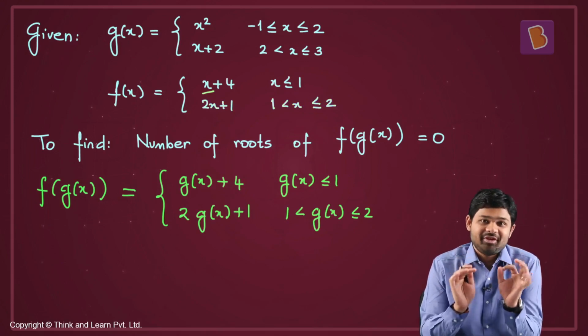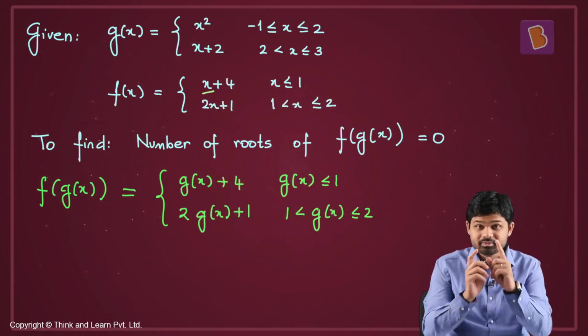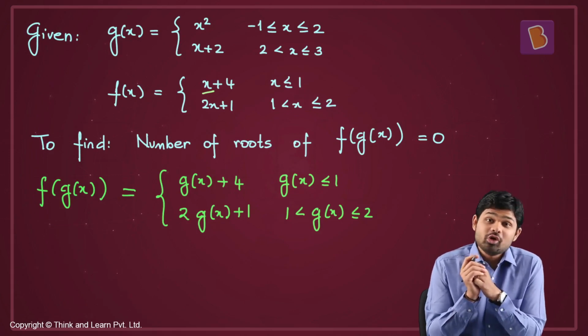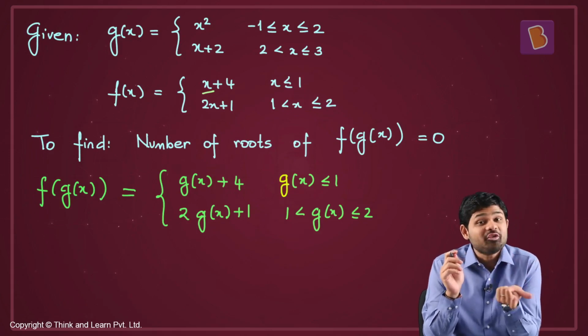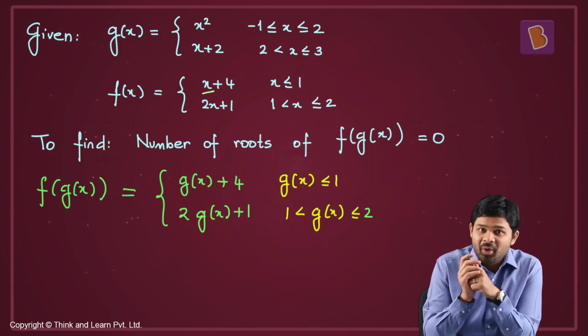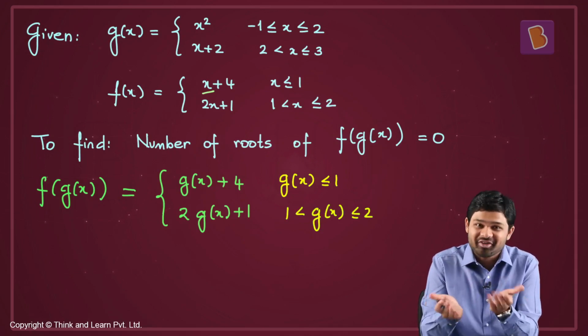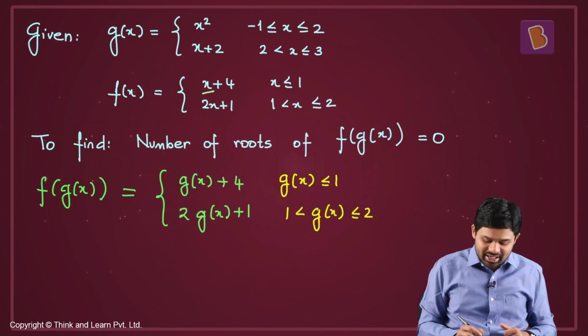This is the first thing that we do. We define what is f of g of x in a very systematic way. Now let's look at the two domains of f of g of x. One is g of x is less than or equal to 1 and the other one is g of x is between 1 and 2. But the domain is always mentioned in terms of x and not g of x. So now we need to work a little more there.